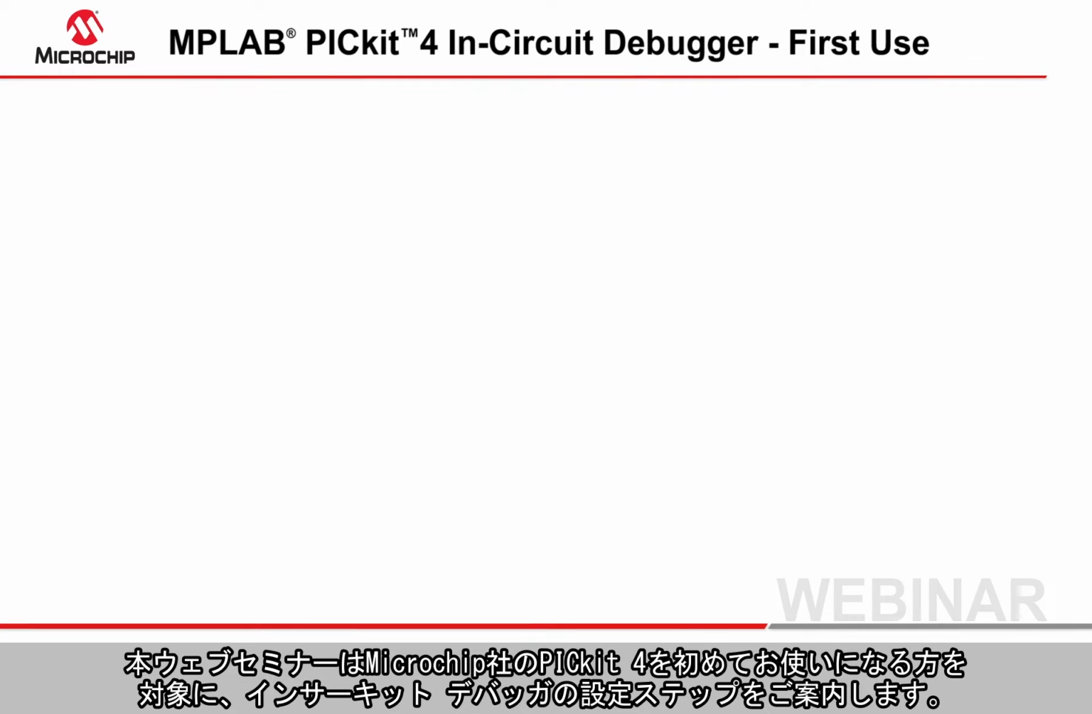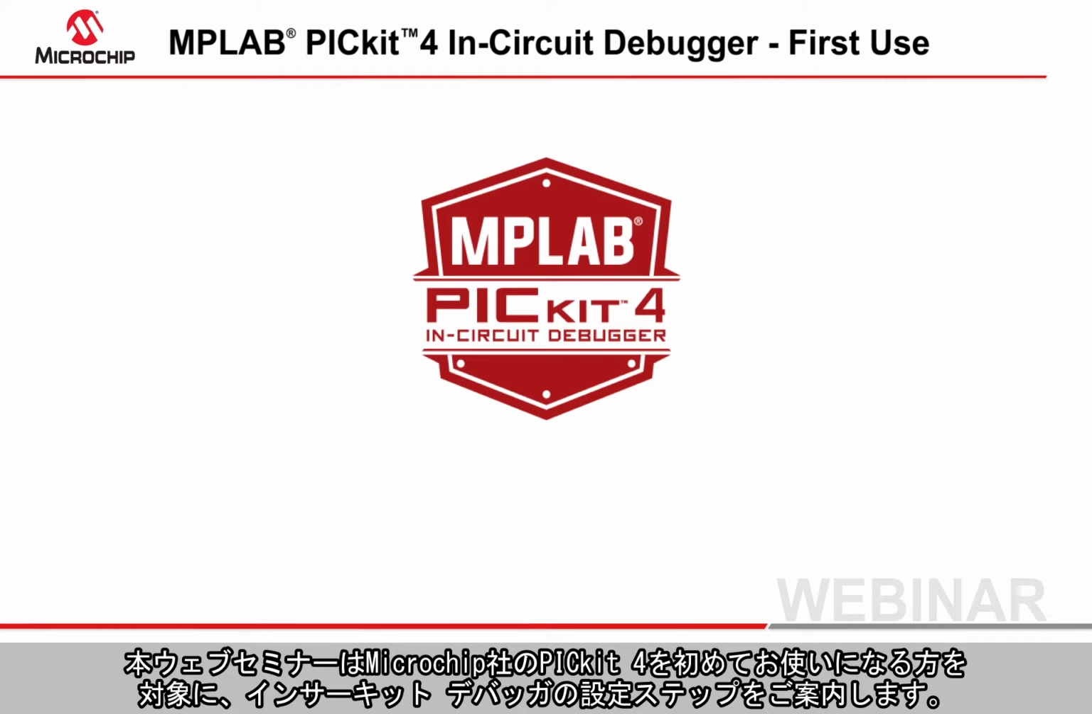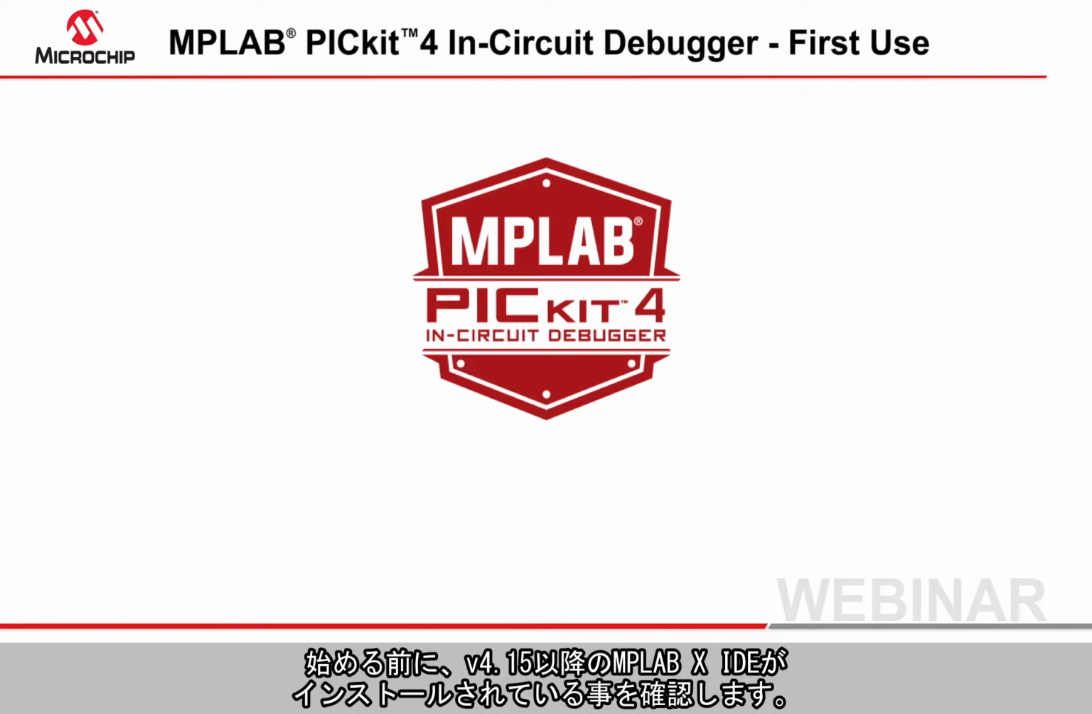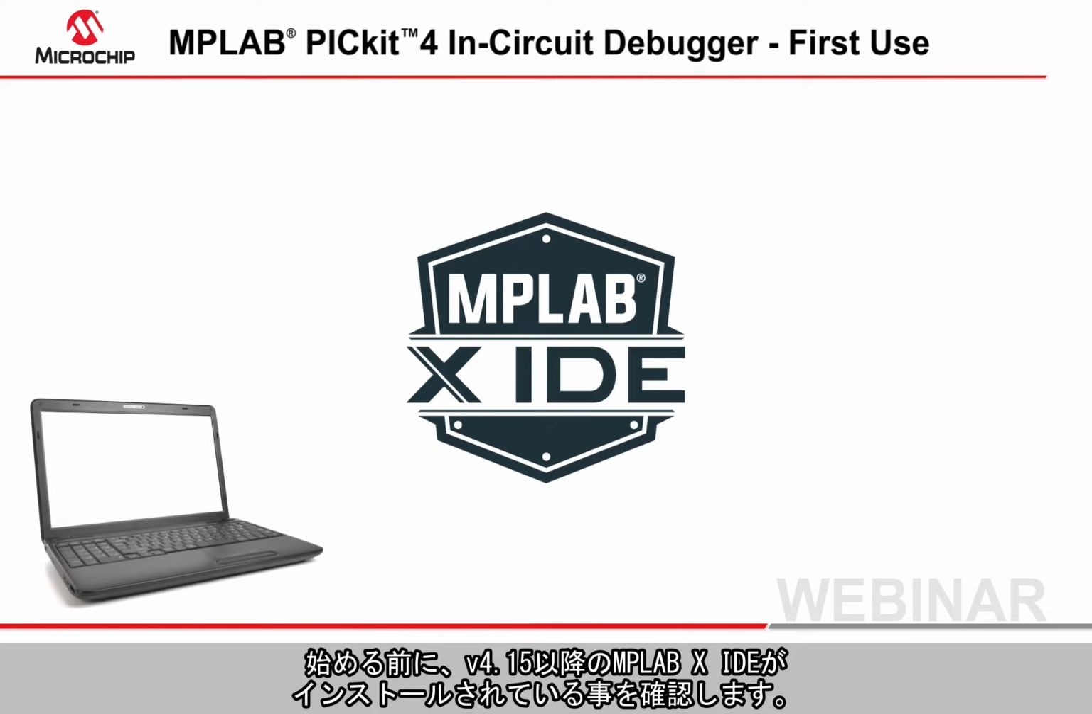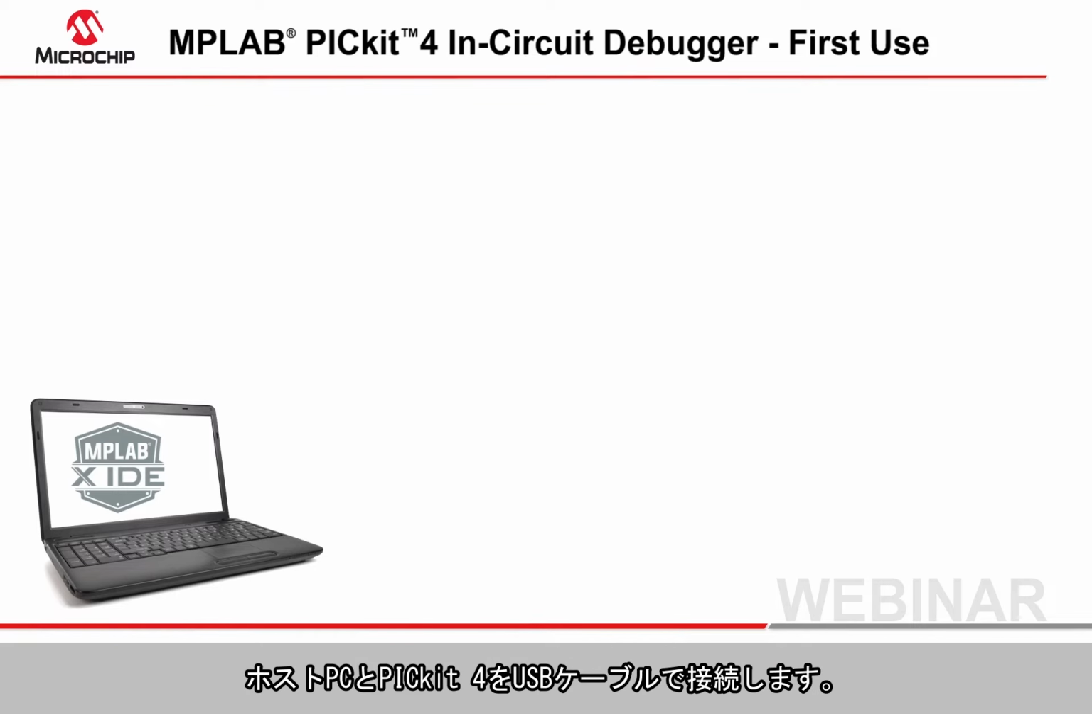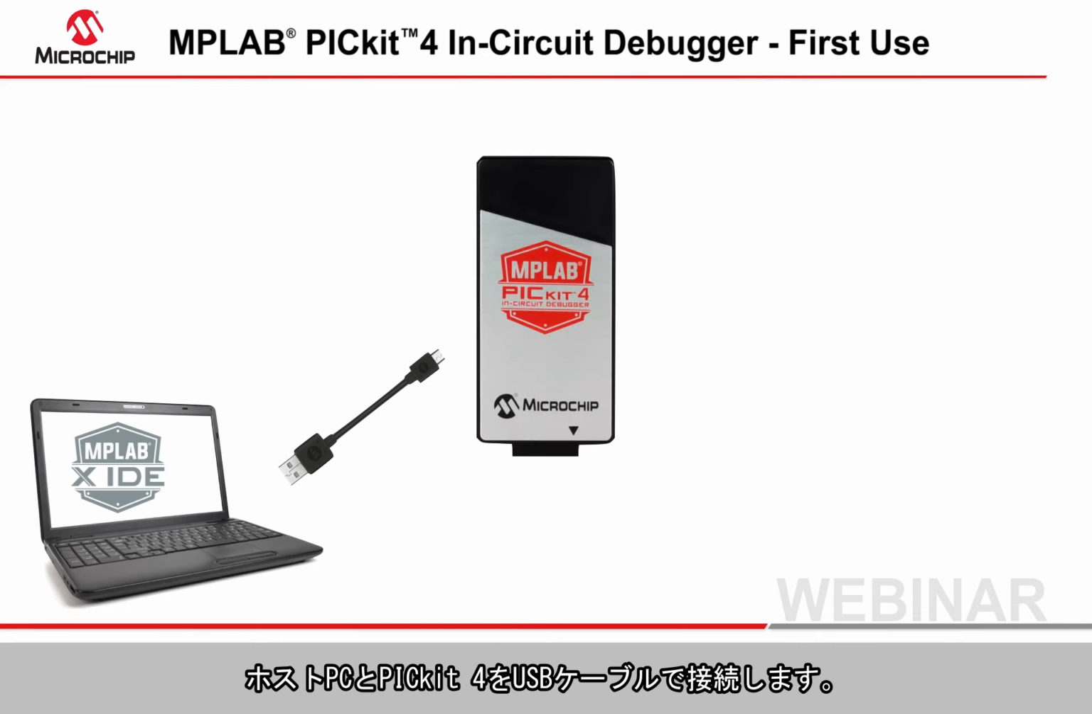This webinar will guide first-time users of the Microchip PICkit 4 through the steps necessary to set up the in-circuit debugger ready for use. Before you begin, ensure you have installed version 4.15 or later of the MPLAB X IDE. Now connect a USB cable from your host PC to the PICkit 4. This allows communication between the debugger and the IDE.